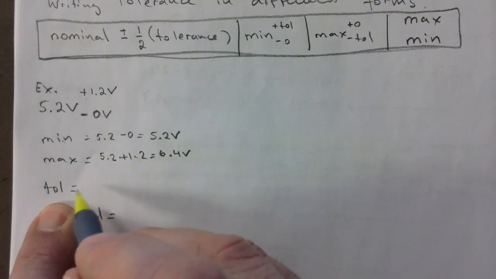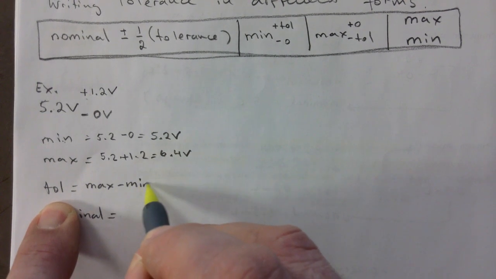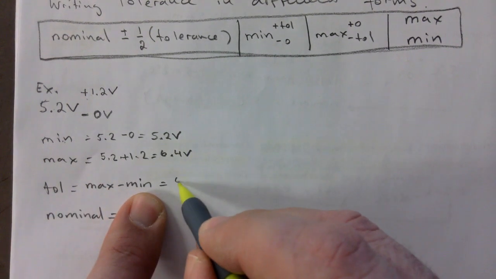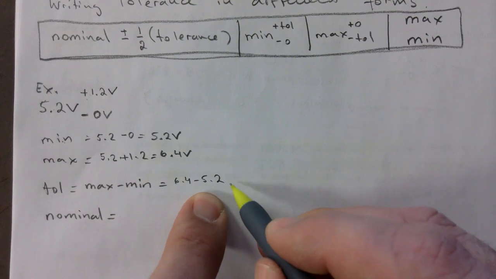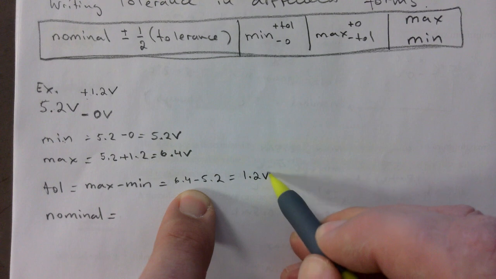The tolerance, I always want you to find it using this formula: max minus min. If you subtract the highest and the lowest, that's when you get the tolerance, the range of acceptable values, which happens to be 1.2 volts.